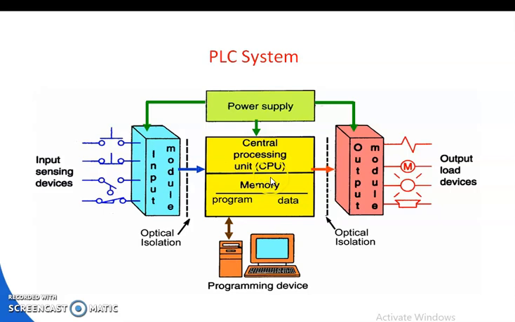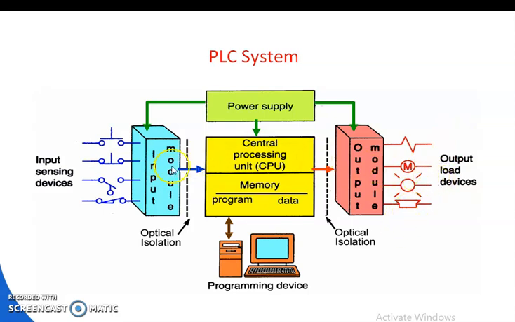Then the central processing unit, CPU, memory and program data are connected to the output module. In between the CPU and the output module there is also an isolation, which is the optical isolation layer. Then the output of the output module is connected to the output load devices. Several load devices are connected here. This one is one load device, this one is another load device, this one is also another load device.